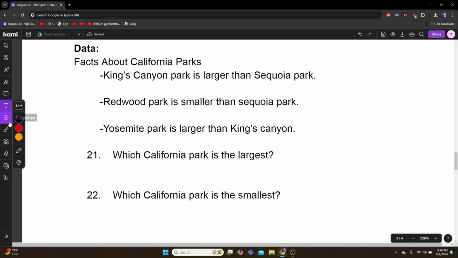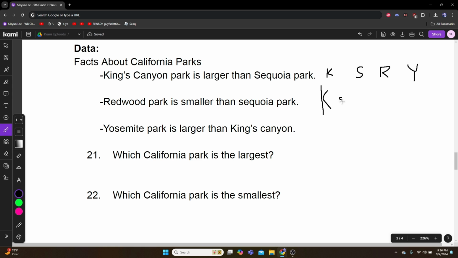So we can try visualizing this, where let's say Kings Canyon Park is marked by a K. Sequoia Park is marked by an S. Redwood Park is marked by an R. Yosemite Park is marked by a Y. Okay, so we know that Kings Canyon Park is larger than Sequoia Park. So if we visualize it, K is clearly bigger than S here.